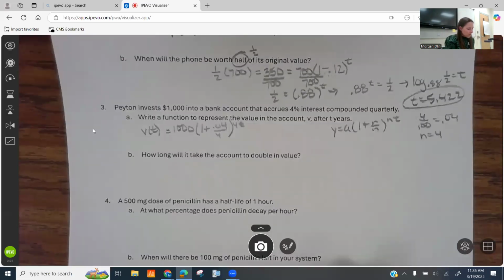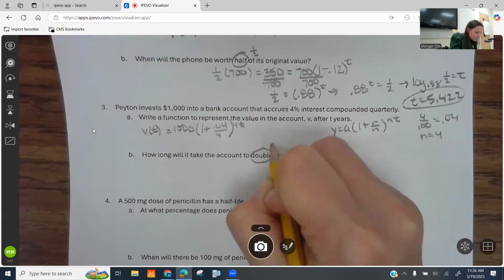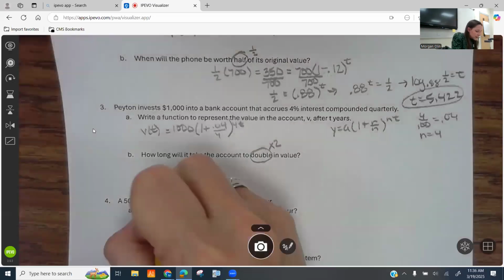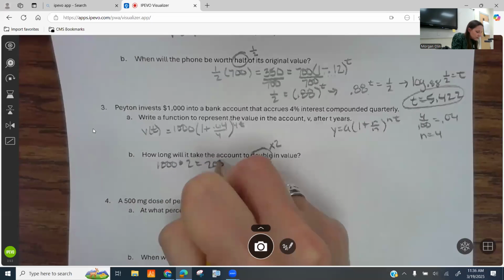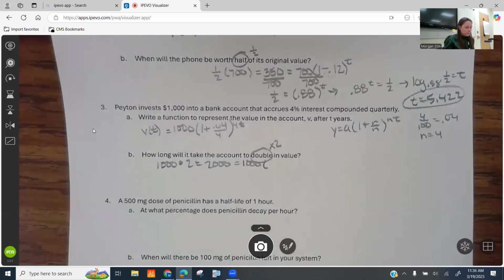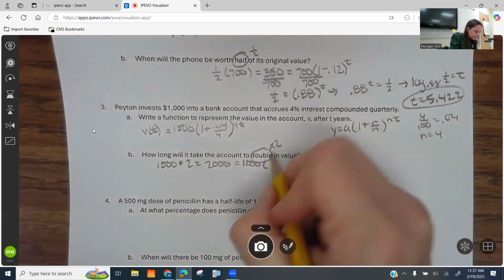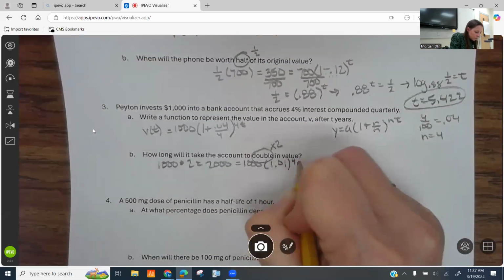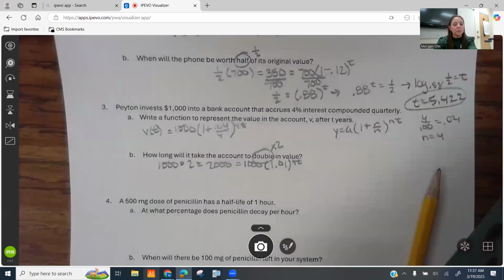Right here. Now, how long will it take the account to double in value? Double means times 2. So we're going to take 1,000 and we're going to times it by 2. So that's 2,000. So when is this going to equal it? Well here, you can simplify this by saying 1 plus 0.04 divided by 4. So I get 1.01 to the 4t, like that. Now, you can solve it. So I'm just going to solve it different ways.